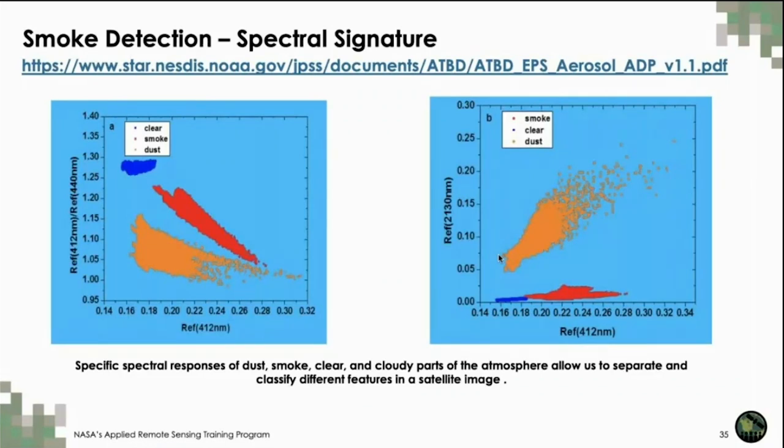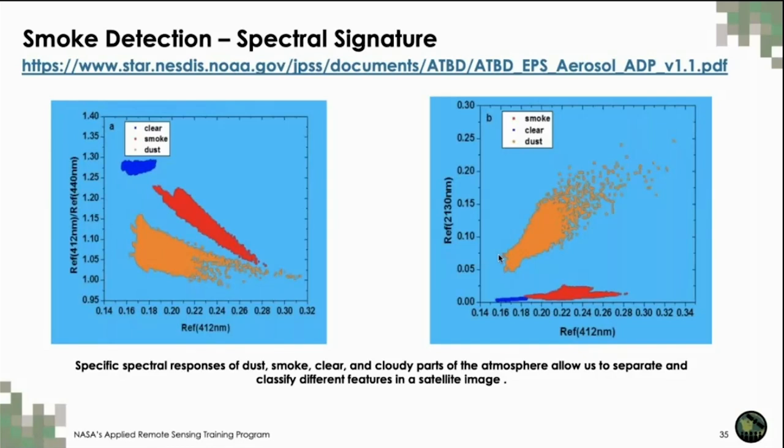So here is an example of how the spectral signature, or the spectral response, varies by different features. When you have to detect smoke, as we saw in the earlier algorithm discussion, we need to make sure we are separating other features. Sometimes smoke can easily be mixed with dust and other aerosol particles, so we need to make sure we have that information.